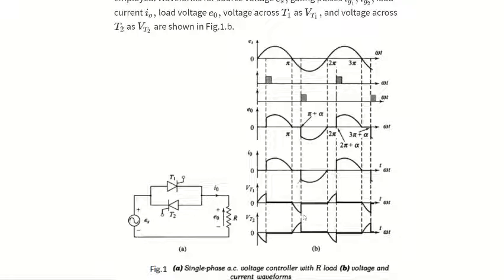So in the negative half cycle, T2 will be forward bias. So the same input is appearing here. When it is turned on, it starts conducting. So the voltage across is shown as minimum or 1. So these waveforms give us a clear picture of how the single phase AC voltage controller with resistive load can operate or function, right?